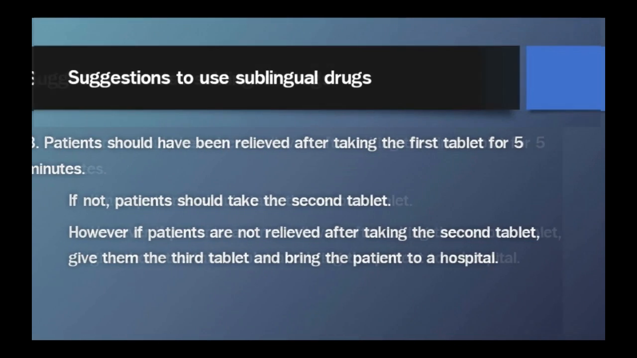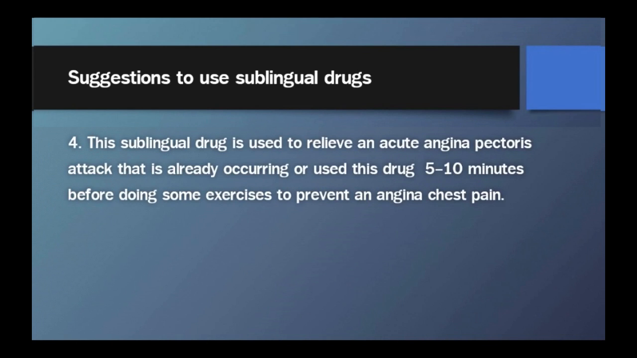Fourth, this sublingual drug is used to relieve an acute angina pectoris attack that is already occurring, or use this drug 5 to 10 minutes before doing some exercise to prevent angina chest pain.